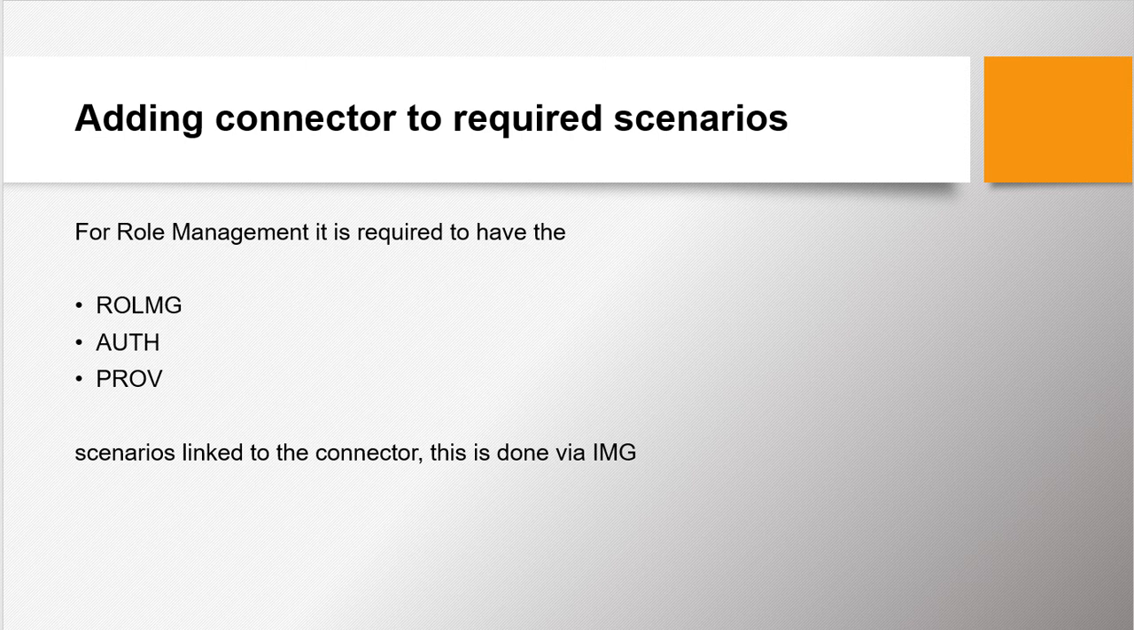Now, adding a connector to the required scenarios. In the integration scenarios for BRM, you need these 3 scenarios to be maintained for role management: ROLE_MG, AUTH, and PROV. So these 3 integration scenarios have to be maintained. We'll see how we do that.